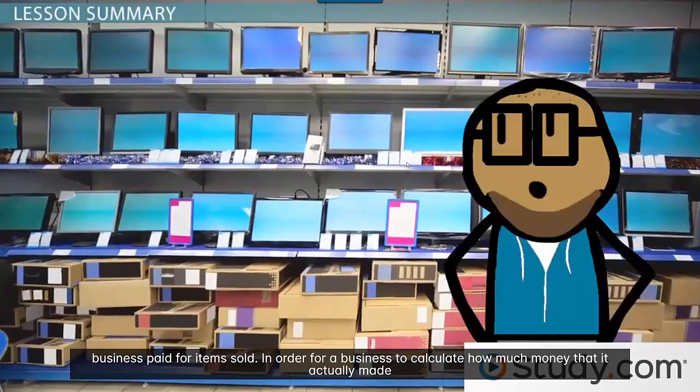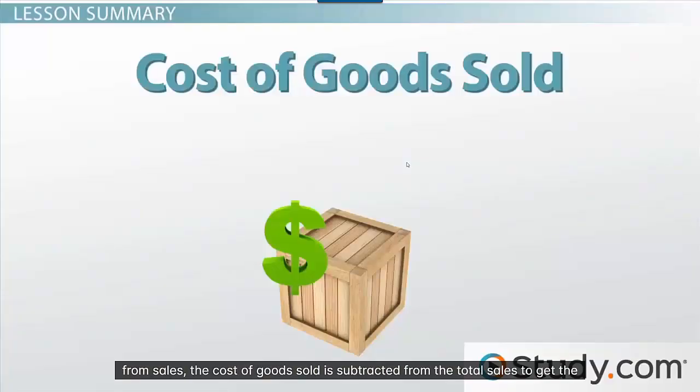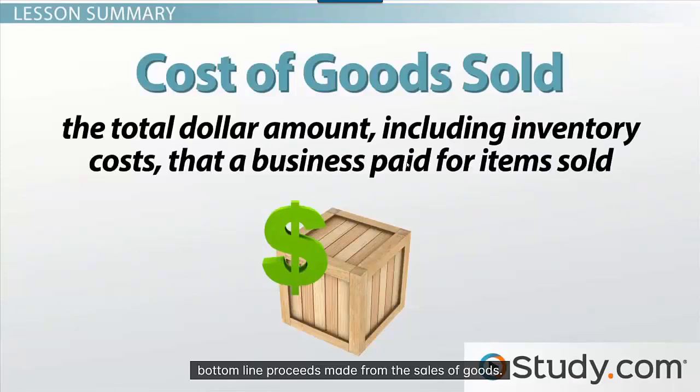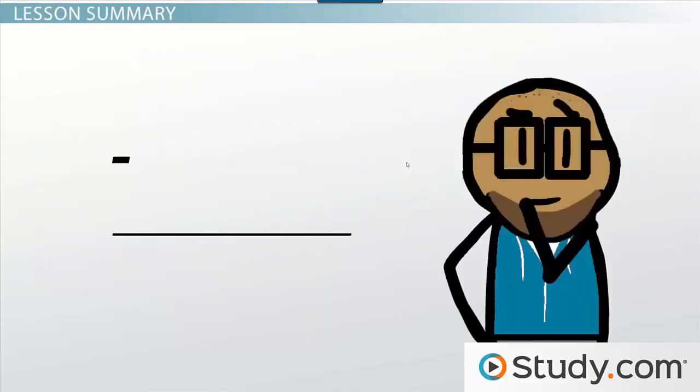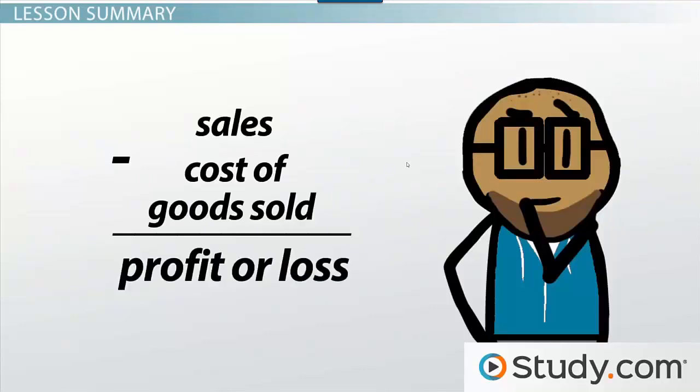Knowing inventory costs is an essential part of knowing the total cost of goods sold. The cost of goods sold is the total dollar amount, including inventory costs, that a business paid for items sold. In order for a business to calculate how much money that it actually made from sales, the cost of goods sold is subtracted from the total sales to get the bottom line proceeds made from the sale of goods.